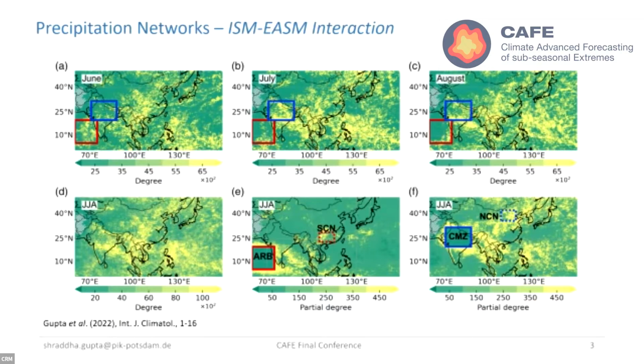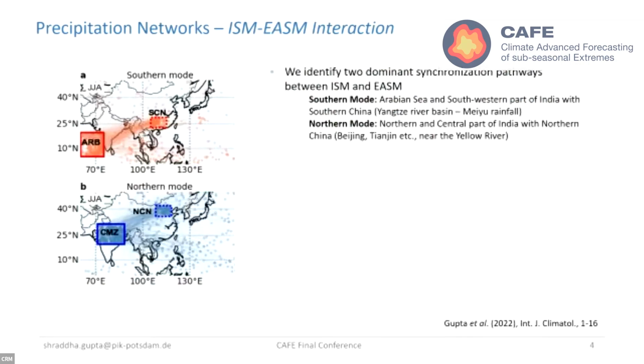So we identify two dominant synchronization pathways between the Indian and the East Asian summer monsoon. First is the southern mode of synchronization, which connects the Arabian Sea and the southwestern part of India with parts of southern China, the Yangtze River Basin, which receives rainfall from Meiyu, and the northern mode, which connects the northern and central part of India with northern China near the Yellow River Basin.